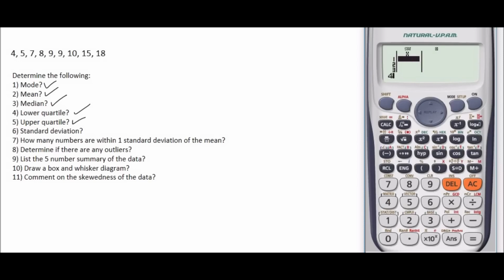So you'll just click on 3, then you'll push number 1, and then you just plug in your values. So you'll plug in the 4, and then you'll say equals, then the 5, and then you'll say equals, and then you'll go on and on until you get to 18.